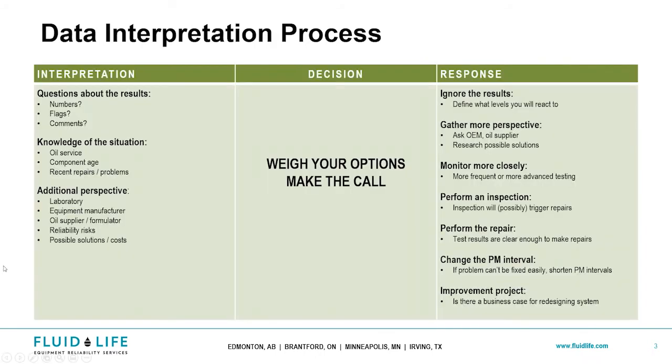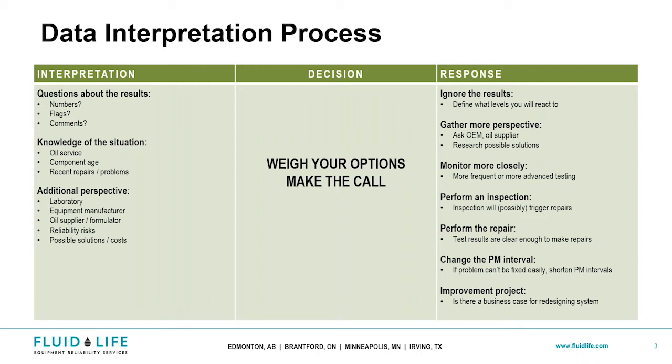So proceeding on, before we jump into anything too deep, let's talk about the data interpretation process. We usually see it as a 3-step process that starts with interpretation. So when you're reviewing results, seeing the questions that arise, assessing your knowledge of the situation at hand with the equipment, and then seeking out additional perspective. General questions that come up would be surrounding the actual results themselves, the numbers that are reported, the flagging that is generated on a report, and the general comments that are left on a report.